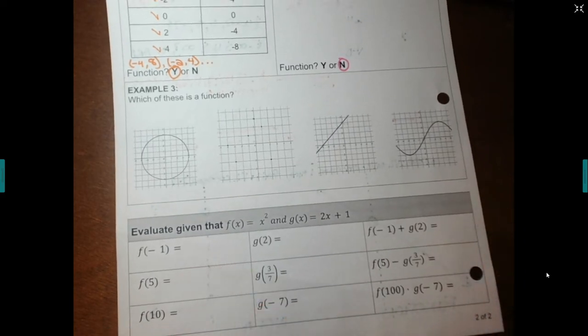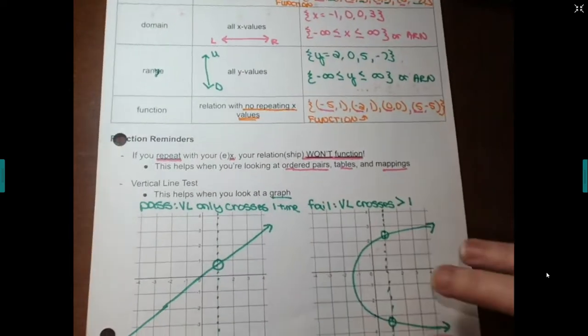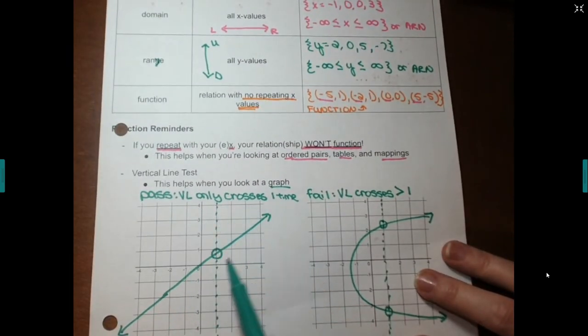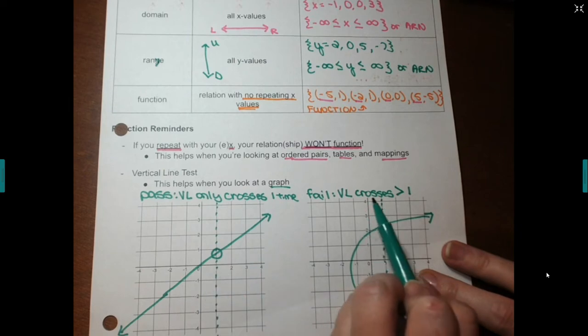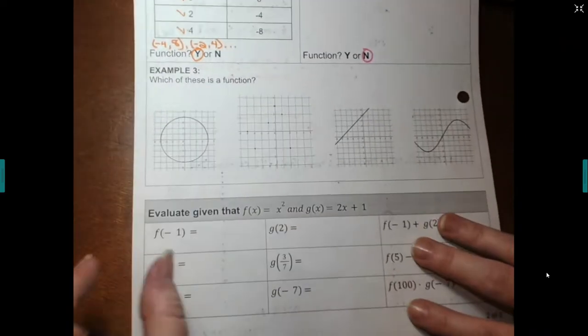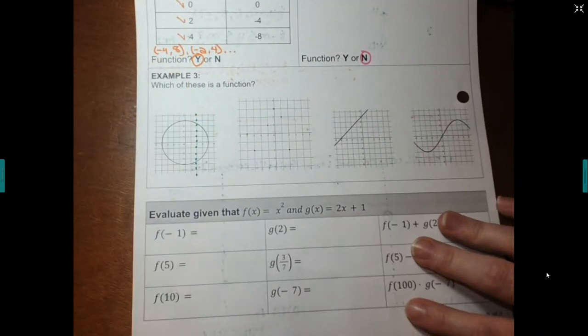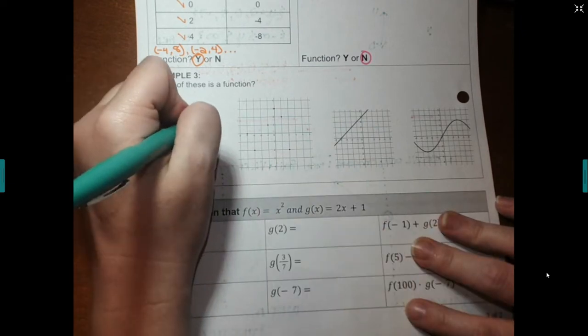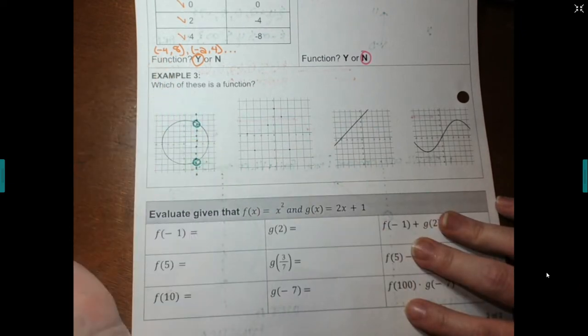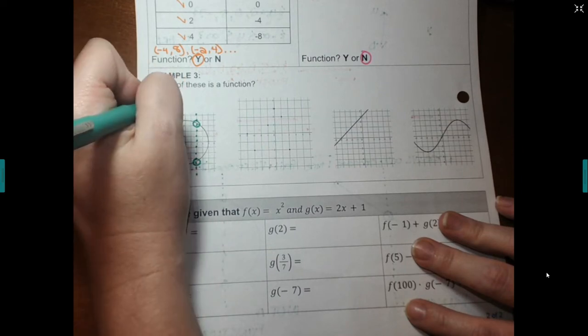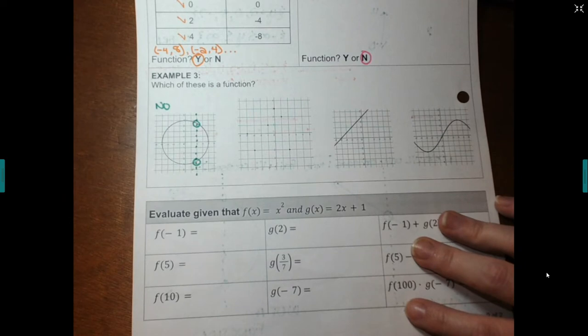Okay, so example 3. Remember our vertical line test. If the vertical line only crosses one time, then it is a function. If it crosses more than one time, then it is not a function. So I'm going to draw a vertical line. Uh-oh. How many times does it cross? 2 times. That is more than 1. 2 is more than 1. So that is not a function.